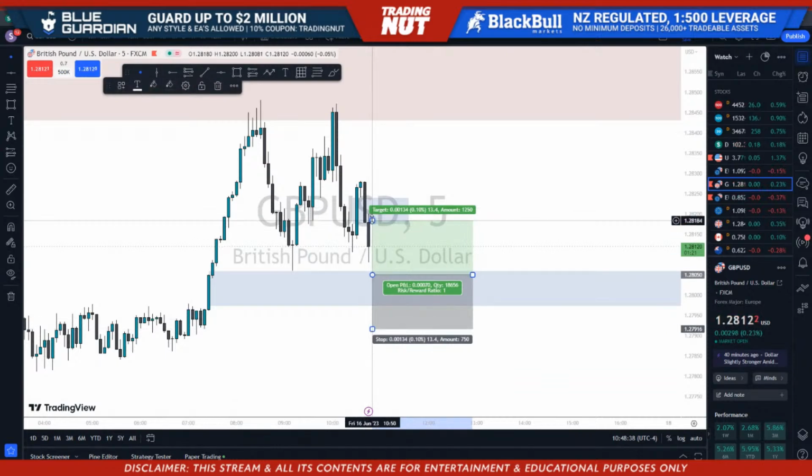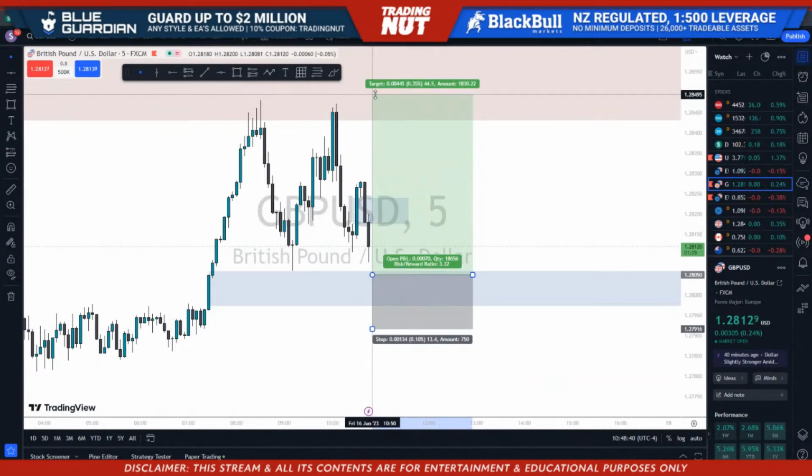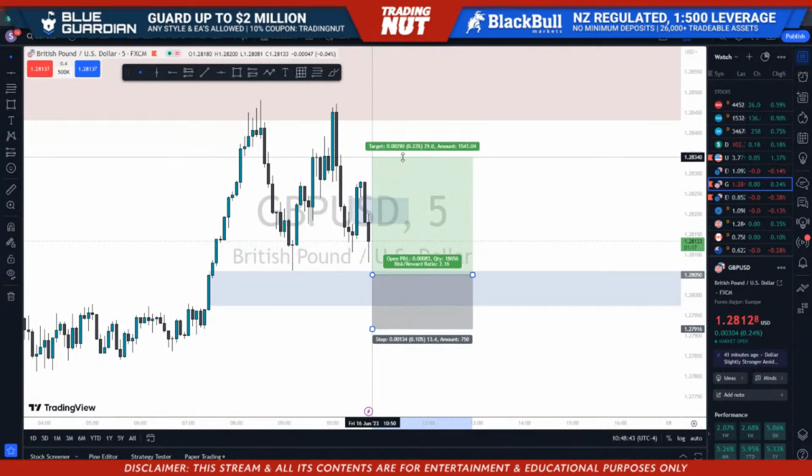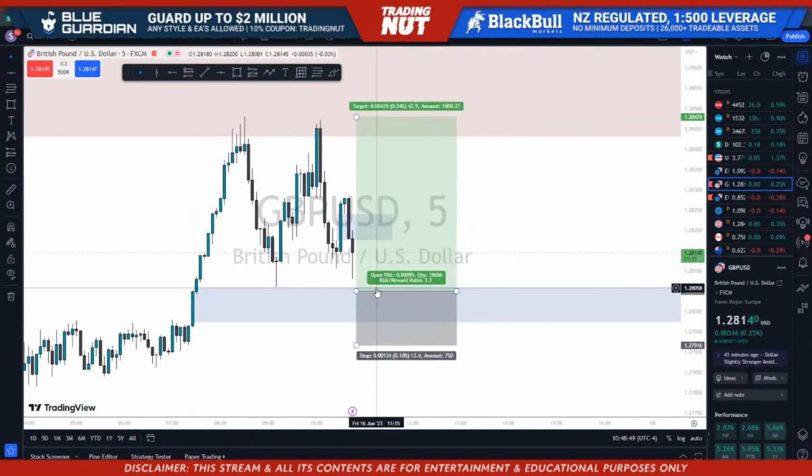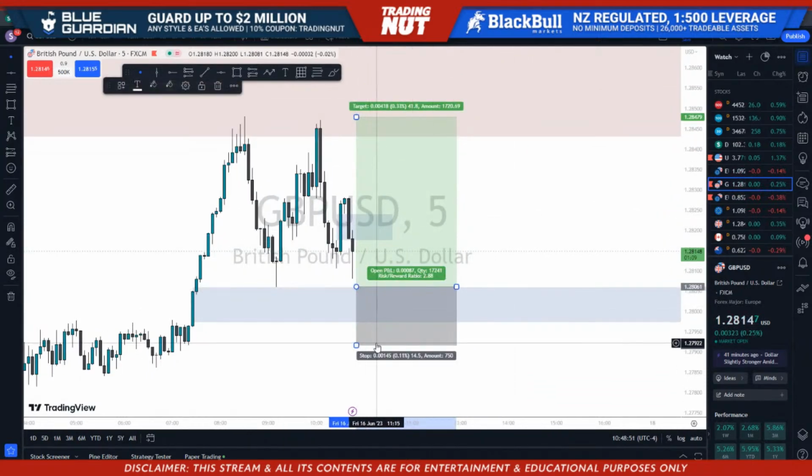Again, like this, targeting these relative equal highs, but your main priority should just be a 1 to 2 risk to reward. This would be the trade. It'll be slightly higher. Stop loss, look at these lows.